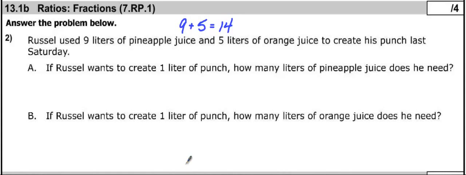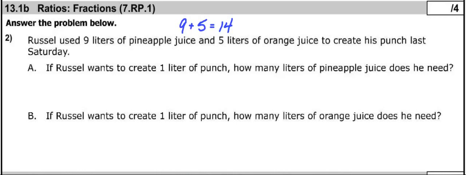Now, Russell has some friends coming over. They were there last Saturday. They really liked the punch. He's going to make the punch again. But since only a few friends are coming over, he only needs 1 liter of punch. So when you see that 1 liter of punch, that should tell you I'm going to have less than a liter of pineapple juice. The entire amount is 1, so the pineapple juice has to be less than 1.